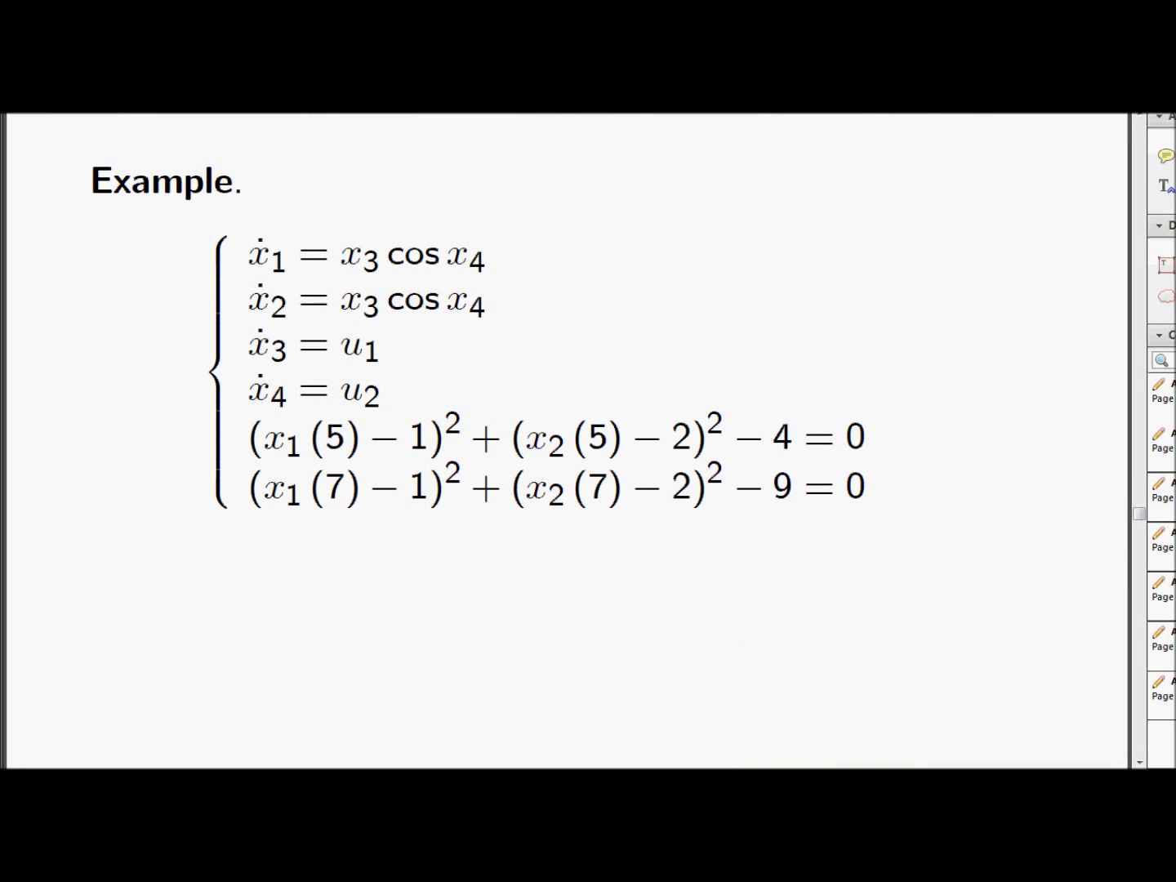Here is an example. You have here the state equation which is given here, and here you have a measurement equation at time t, which is equal to 5, whereas here you have an equation for t prime equal to 7. Okay.